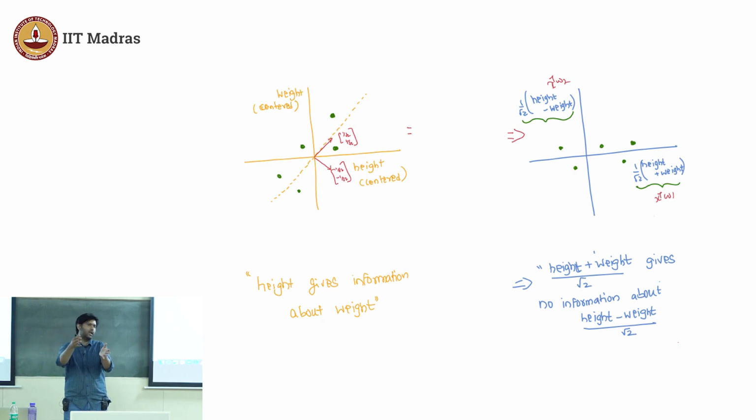In other words, initially I was collecting information from you. For every person I collected two numbers, height and weight. Now I am saying I am not going to store height and weight.